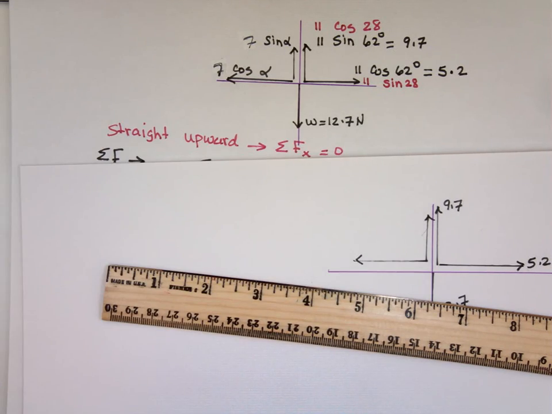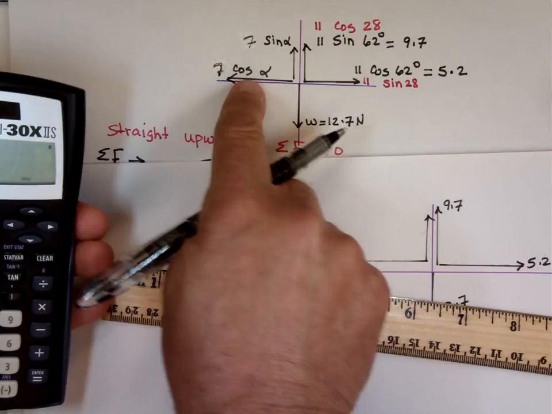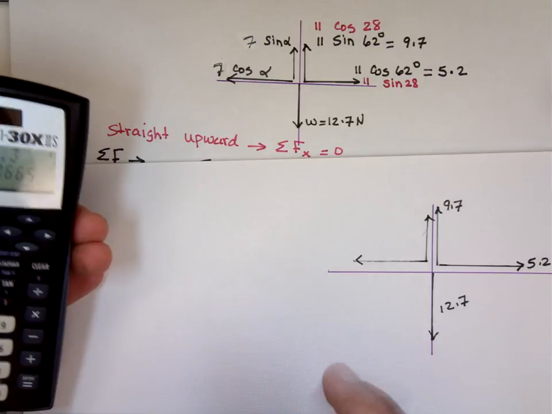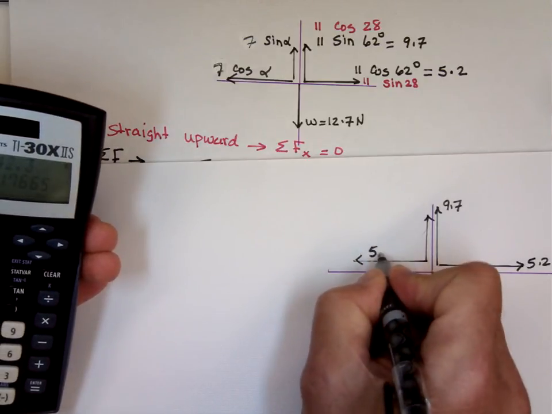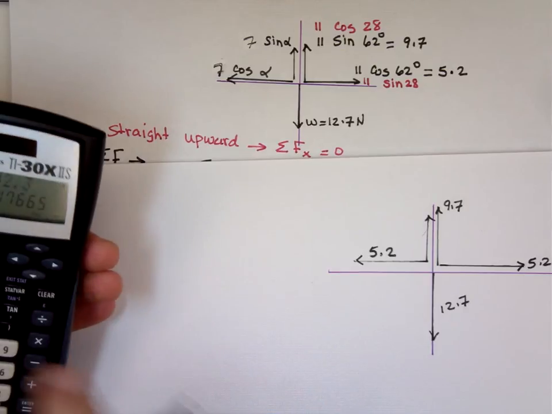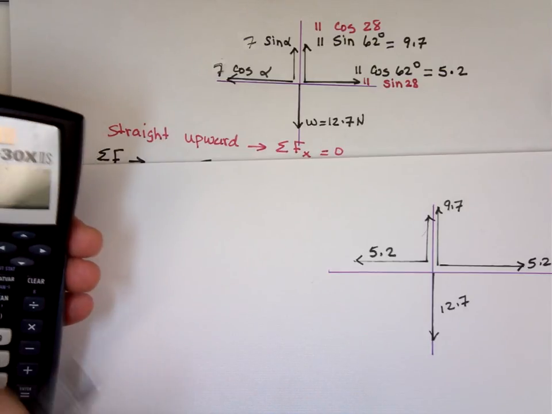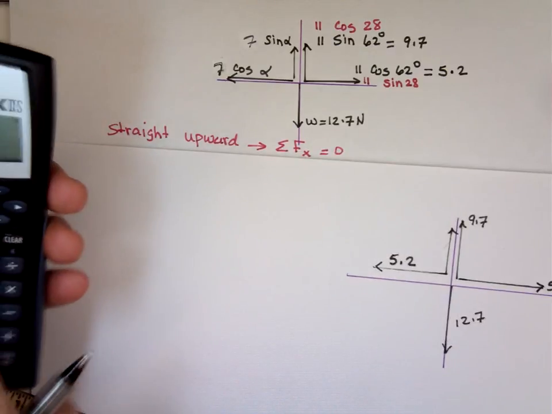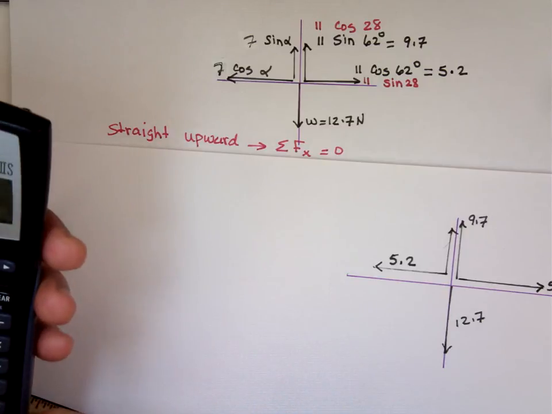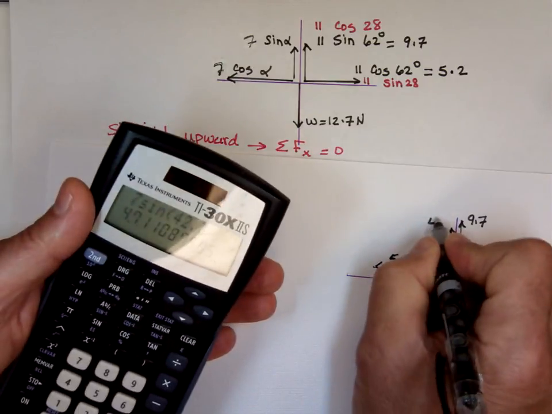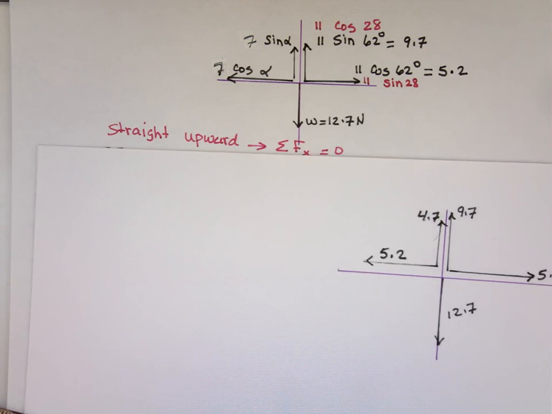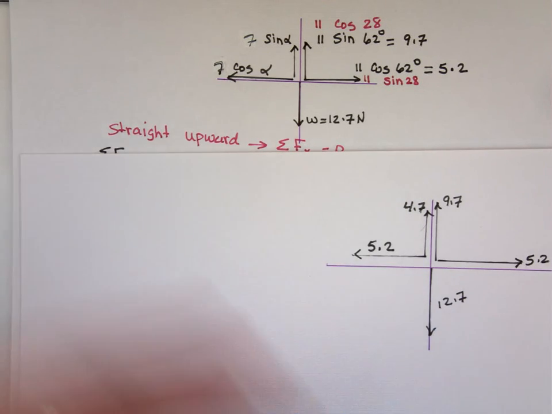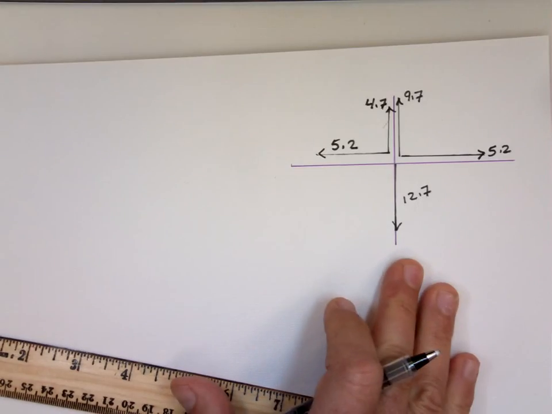7 cosine 42.3. Go right here. 7 cosine 42.3. This number is 5.18 or 5.2. In the y direction, 7 sine of, what was it? 42.3. This is 4.7. And notice the x values do cancel each other out. 5.2 to the left, 5.2 to the right. So that's why it doesn't move left or right. That's why it moves upward.